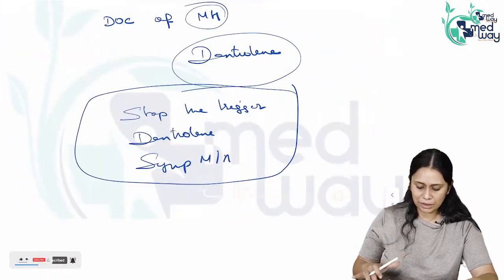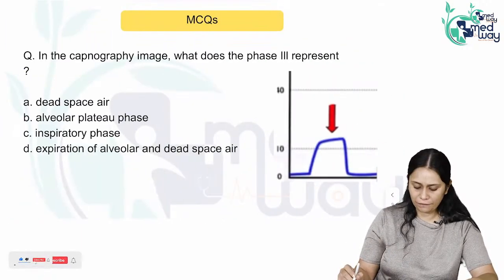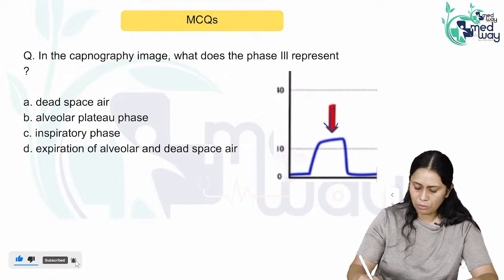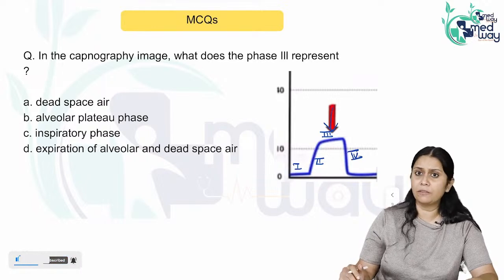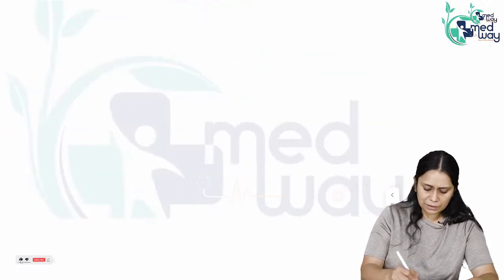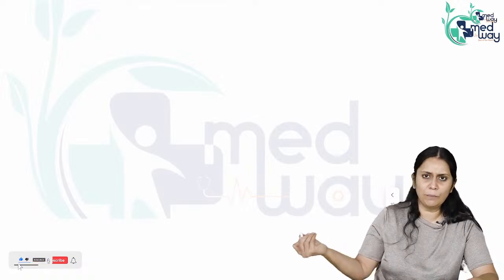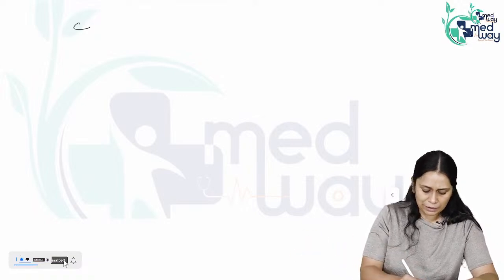Okay. Next question. In the capnography image, what does phase 3 represent? They have made an arrow over phase 3. So this is phase 1, this is phase 2, this is phase 3, and this is phase 4. There are 4 phases of a capnography graph. So this is again a very expected question. So many times I have taught you in the classes.